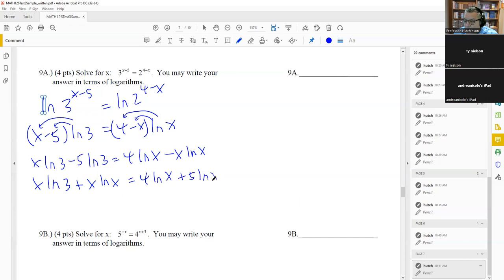The whole purpose for getting these on one side, both of these with the x out front, is that you want both those terms on one side, because that way you can factor out an x, and that's going to allow you to solve for it.